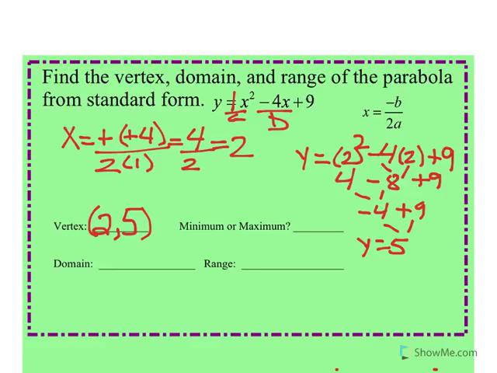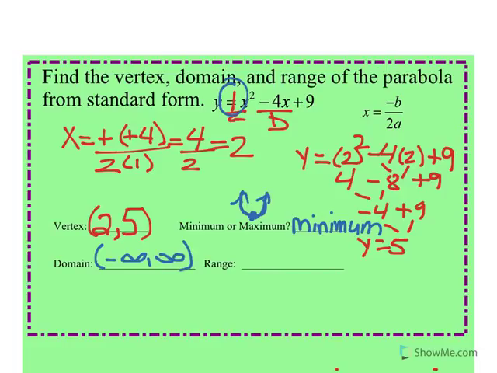Now, is this a minimum or a maximum? We'll take a moment and look at a. Was a positive or negative? a is positive 1, so it is a happy parabola. It is opening up. That means the turning point is the lowest point before the graph continues up. So that is a minimum. Domain and range, the domain is always going to go from negative infinity to positive infinity.